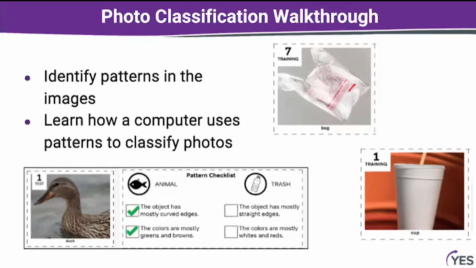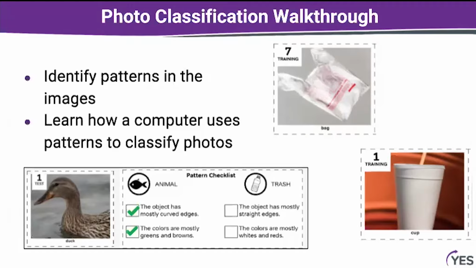So this is a duck image, and it has characteristics that fit squarely in the animal classification. It has mostly curved edges and is primarily brown. So the computer probably thinks, hey, this is an animal, pretty easy. But if we look at the other examples, like the plastic bag, it has both an animal characteristic, curved edges, and a trash one. It's mostly whites and reds. So quickly, students start to understand why a computer might mislabel certain images.